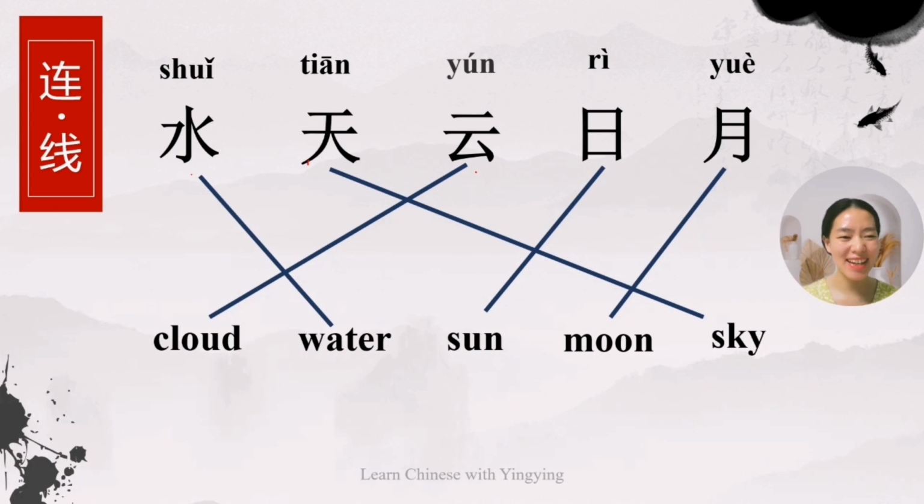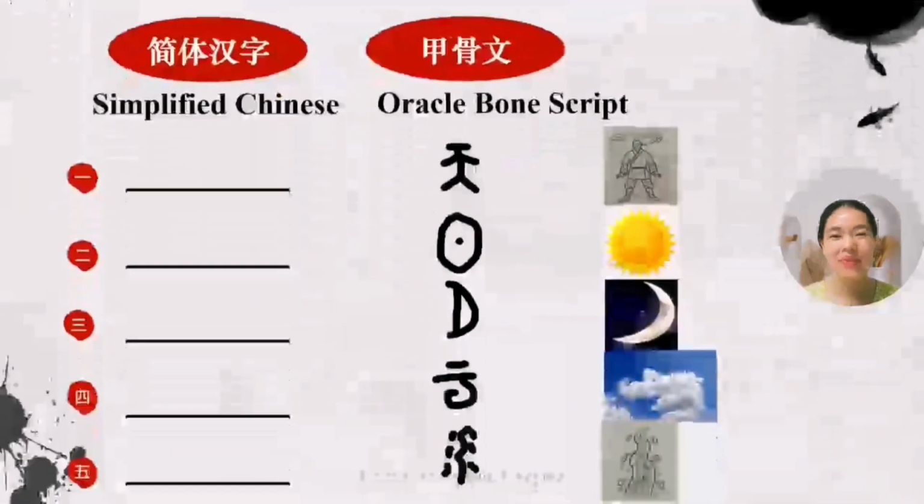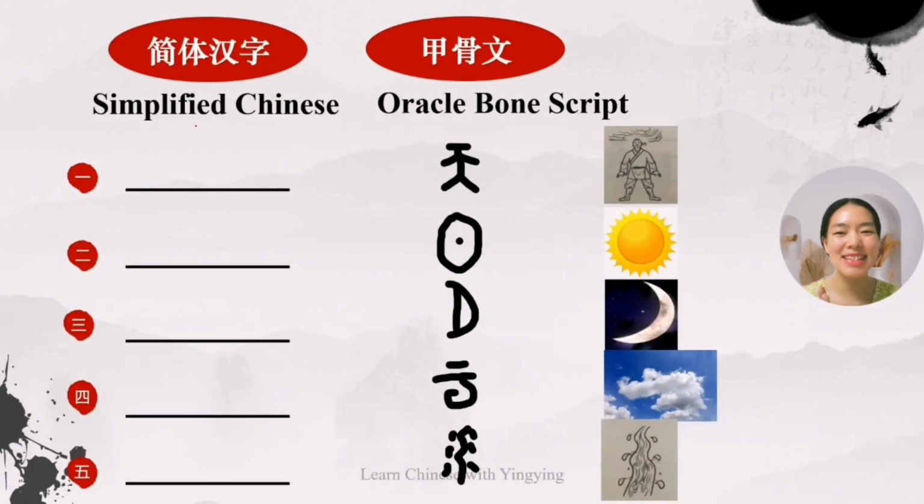So how's it going, everyone? How many do you get right? Leave it in the comment below. If you are ready to challenge yourself even more, let's move on to the next one. Write the simplified Chinese 简体汉字 according to the oracle bone script and the picture. You can pause here when you are writing. If you are done, let's check the answer together.